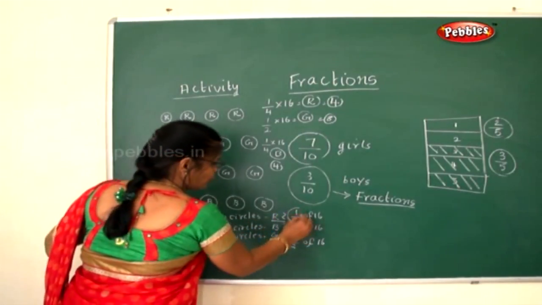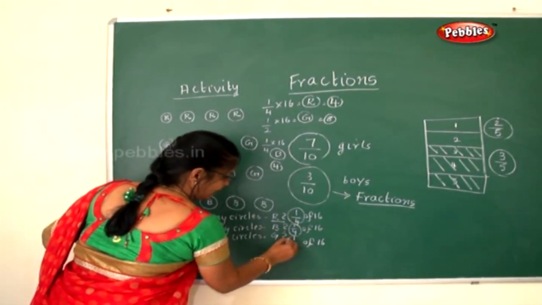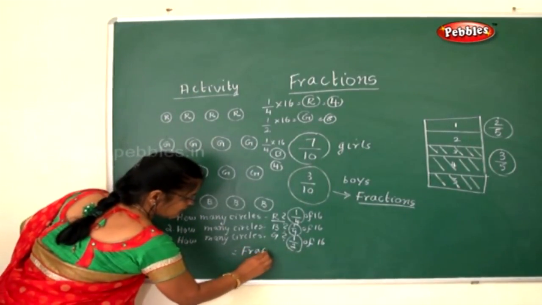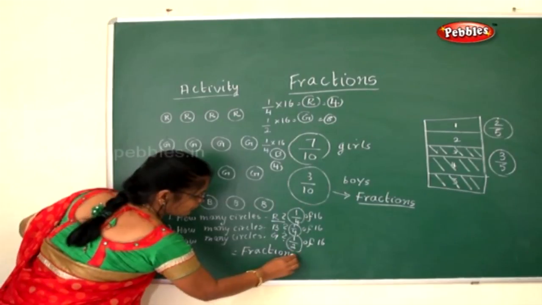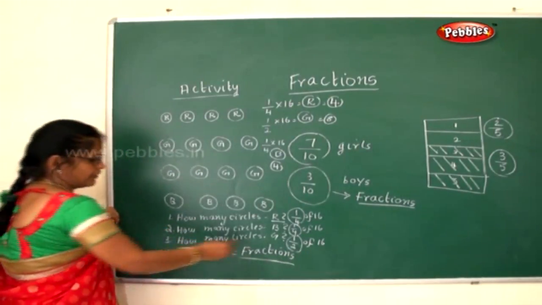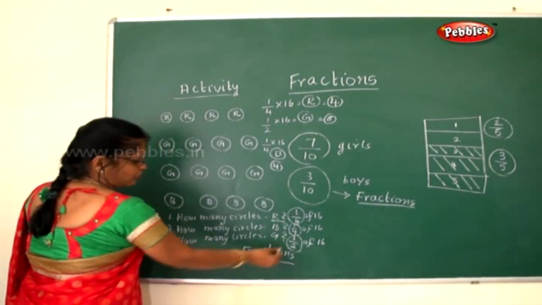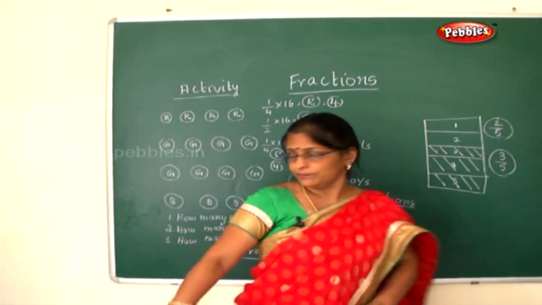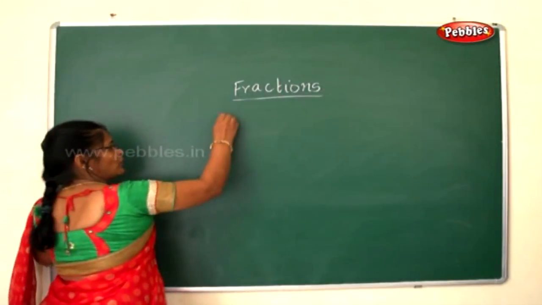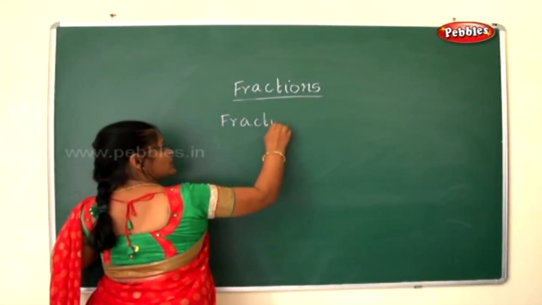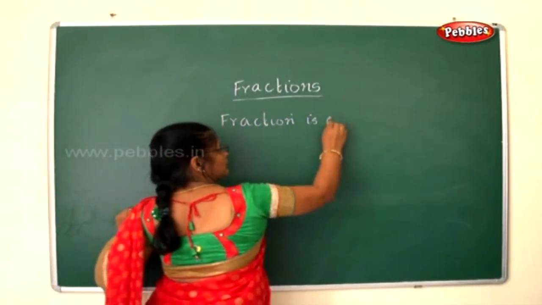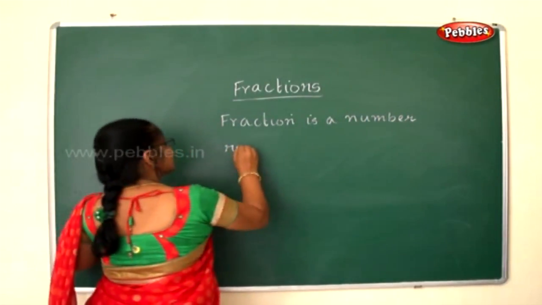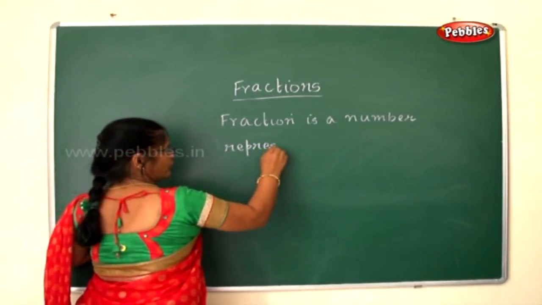So this is what you call a fraction. 1 by 4, 1 by 4, 1 by 2: this is what you call a fraction. What is a fraction? A fraction is a number representing the part of the whole.